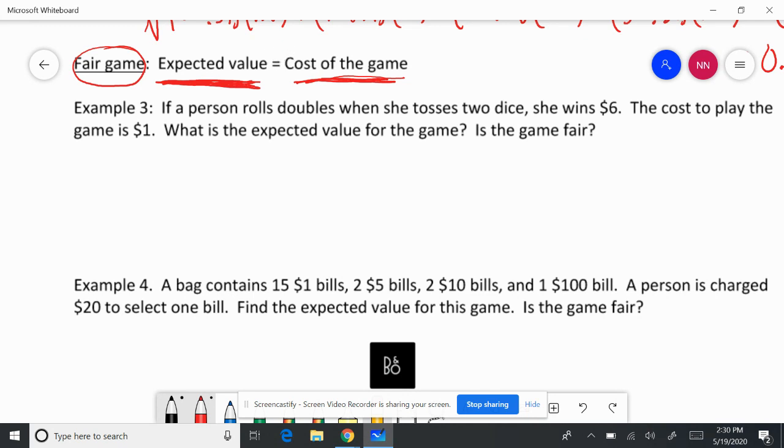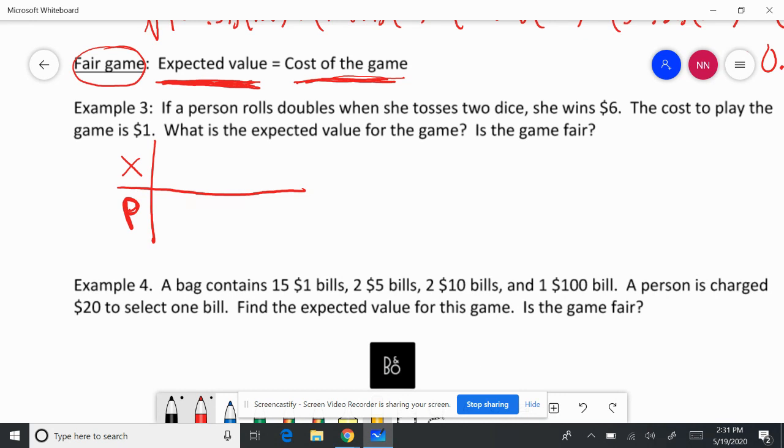So what we're going to be doing is looking at two different games and seeing if it's a fair game, meaning that the expected value is equal to the cost of the game. For the first one, we're going to set up a table. Our x values are our possibilities, and the p-value is the probability of that specific value.